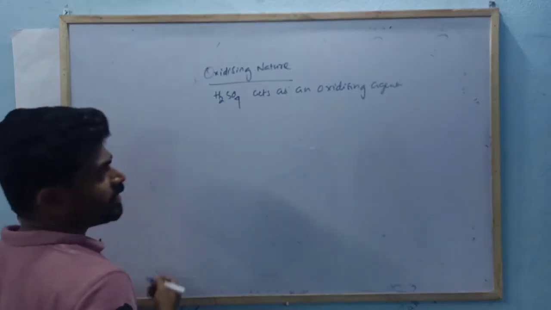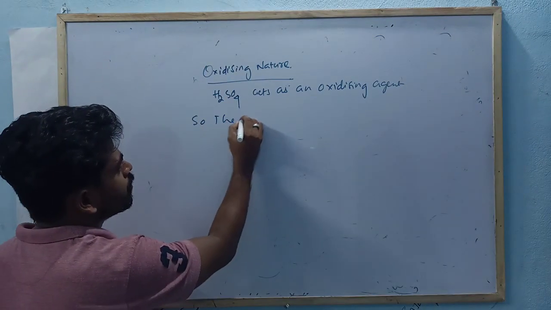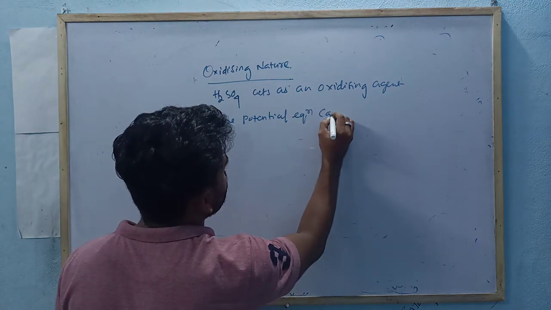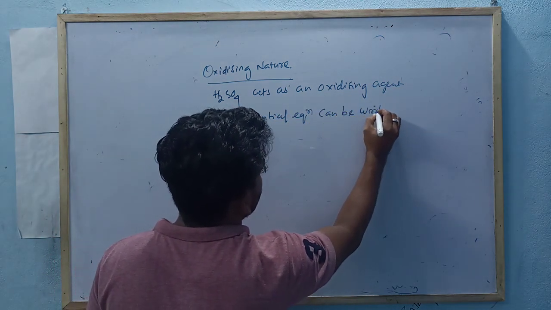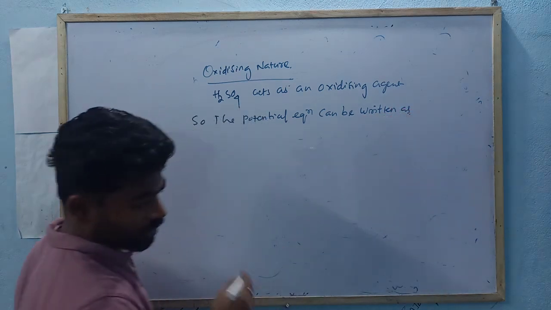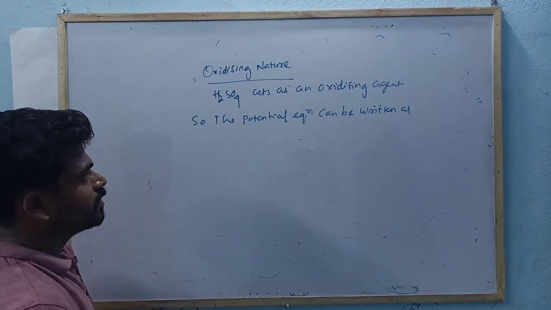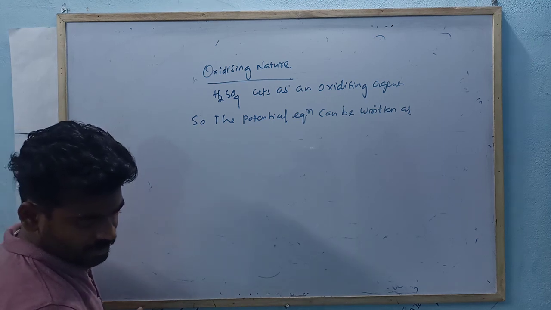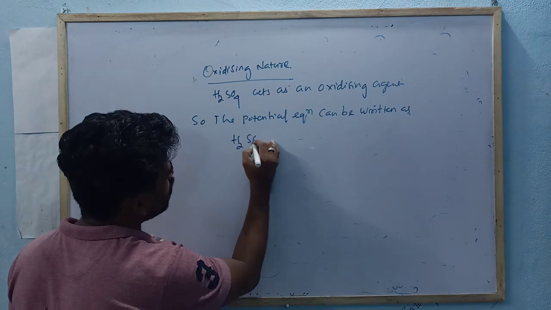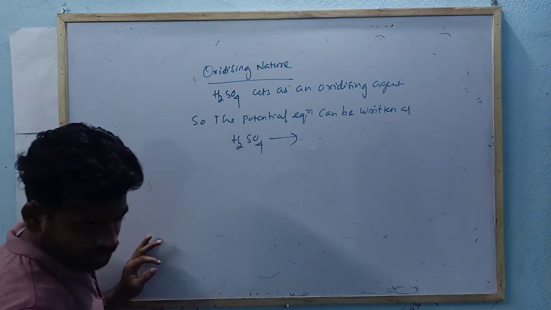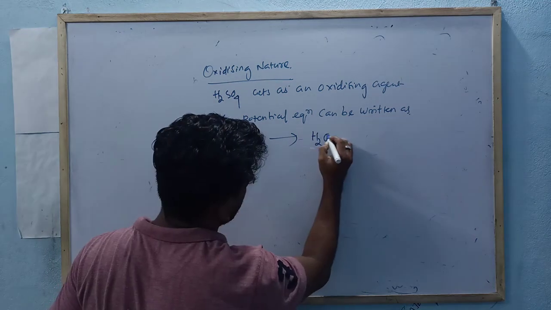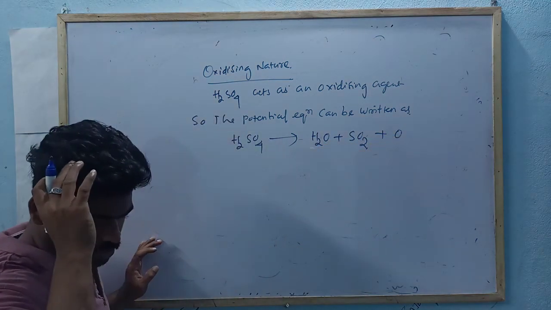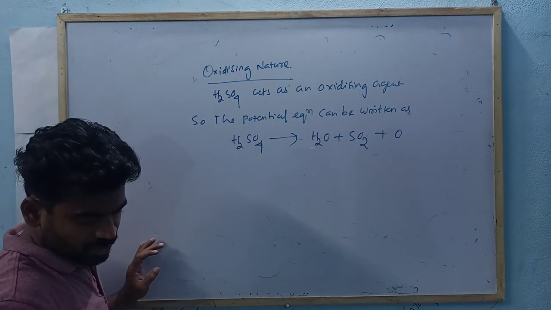The potential equation to act as an oxidizing agent can be written as H2SO4 giving H2O plus SO2 plus nascent oxygen.